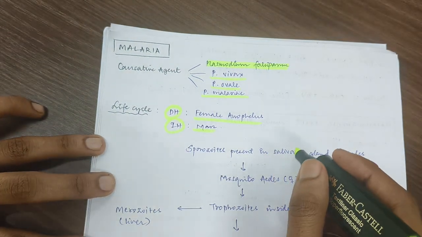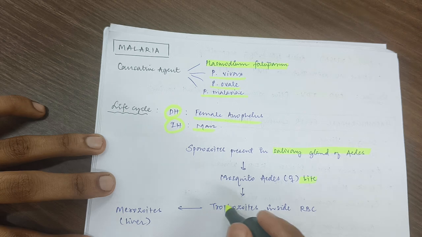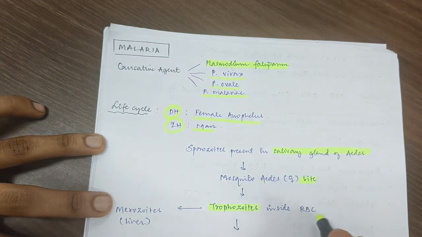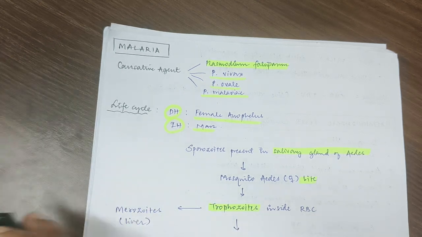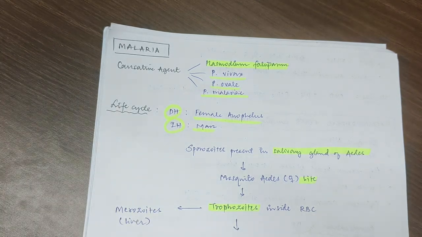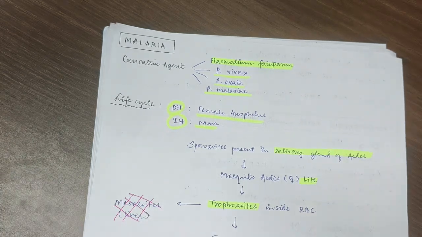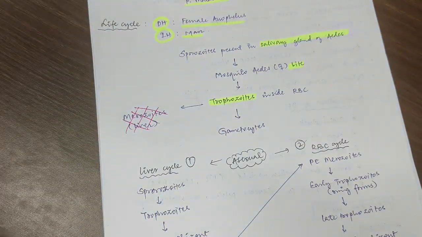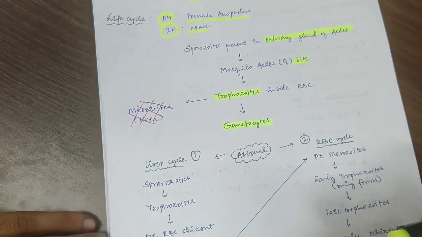So the sporozoites which are present in the salivary gland of the Anopheles, after the bite, are going to be transformed into trophozoites once they enter the RBCs. Don't write merozoites here. Merozoites are formed later, not here itself. Once these trophozoites are inside the RBCs, they are going to later form the gametocytes. This is the life cycle.